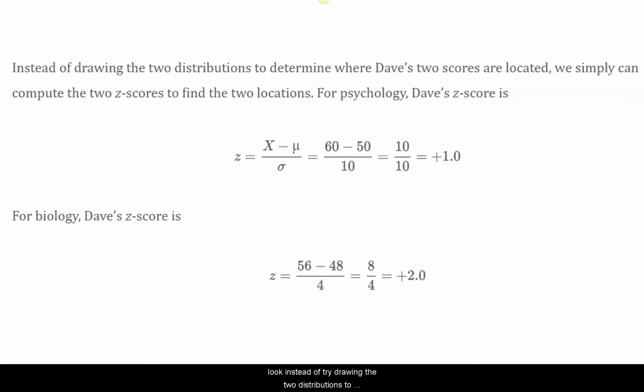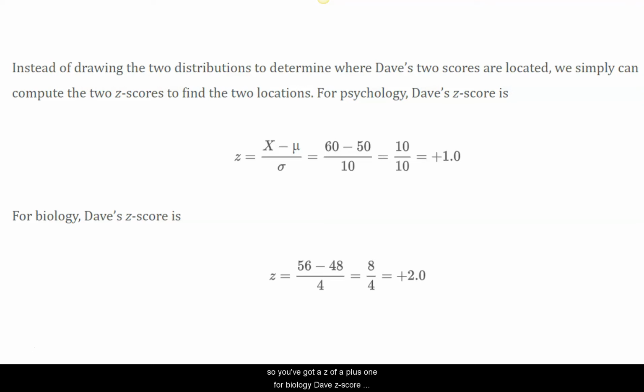Instead of drawing the two distributions to determine where Dave's scores are located, we can simply compute the two z-scores to find locations. For psychology, Dave's z-score is 60 minus the apparent mean of 50, and the standard deviation was 10. Okay, so he was exactly one standard deviation above the mean on that particular test. We were just now told that the standard deviation was 10, and indeed his score was 60. So he's got a z of +1.